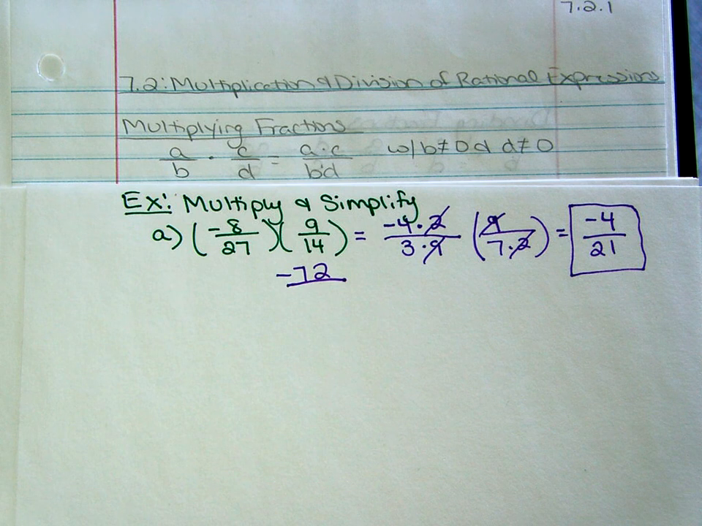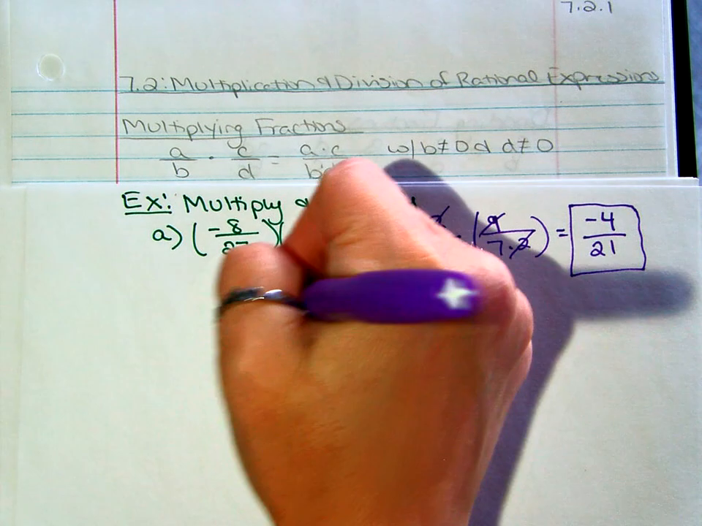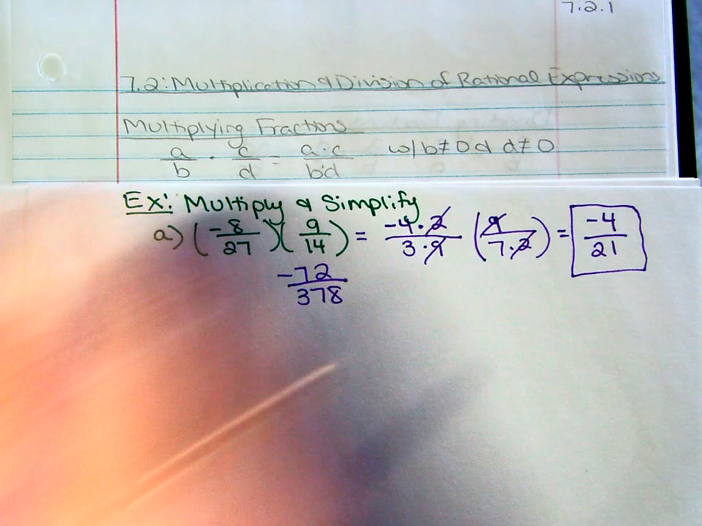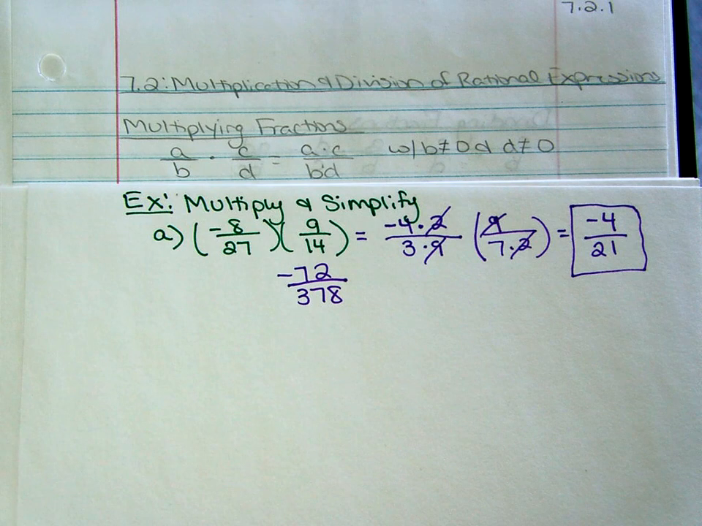27 times 14 equals 378. Here's the problem. Looking at that, I'm like, those are two really big numbers. They're kind of obscure. Off the top of my head, the only thing I know that comes out of them is a 2. And the only reason I know that is because they're both even.